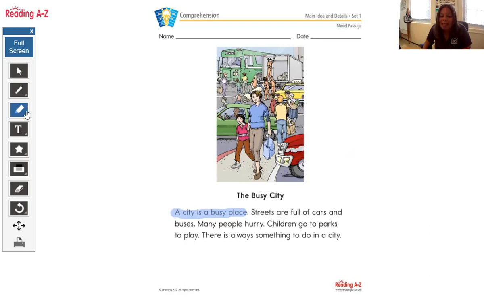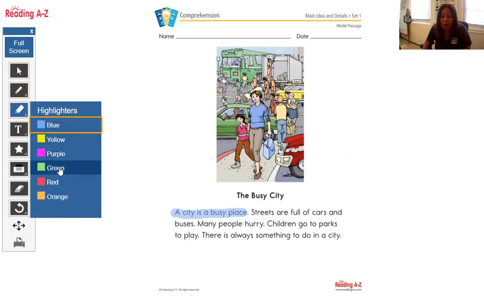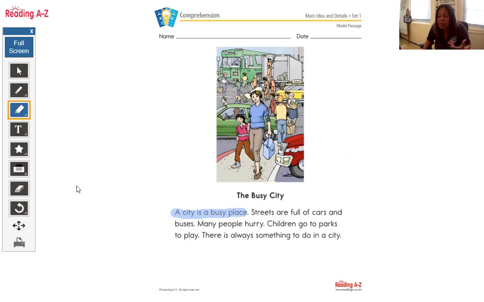Now we're going to look for some examples that support this main idea. So what are some examples that they give us that let us know that the city is busy? We can actually look at the picture and see lots of things going on. I see a little girl walking with her mom. I see some cars, buses, people moving carpet, it looks like. Okay, a taxi, a lady with groceries. So there's a lot going on. That's what the word busy means. There's lots and lots of things going on.